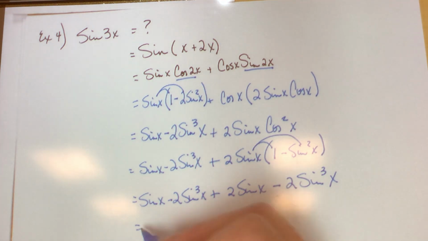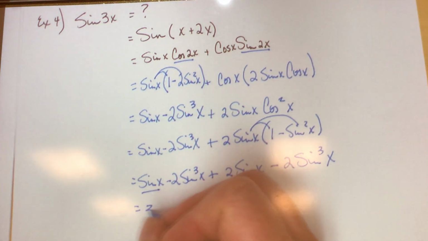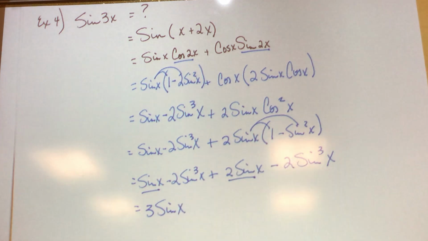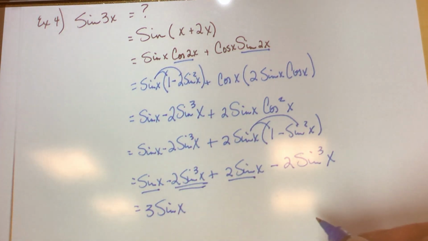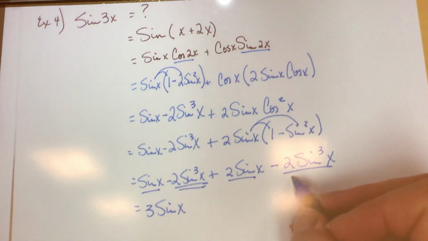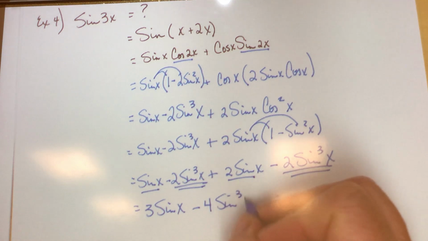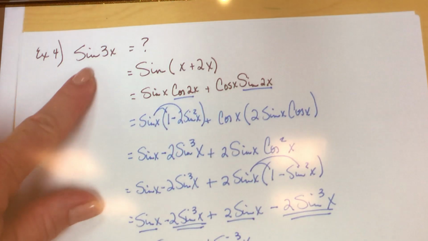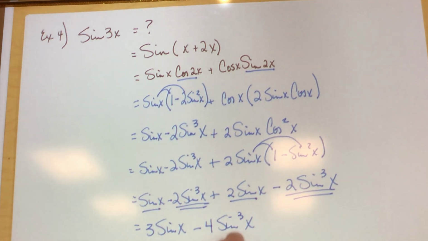All right, here we are. You see any like terms? Yes. What is sine x plus 2 sine x? 3 sine x. What is negative 2 sine cubed x and negative 2 sine cubed x? Minus 4 sine cubed x. So that is how you would find sine of 3x. That would be a nice formula.